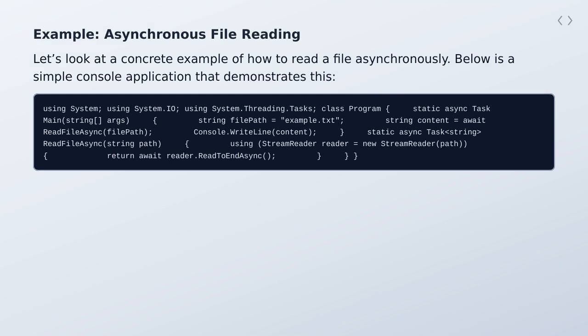This section covers an example: asynchronous file reading. Let's look at a concrete example of how to read a file asynchronously. Below is a simple console application that demonstrates this. This slide introduces a class definition. Study the structure in the code sample.